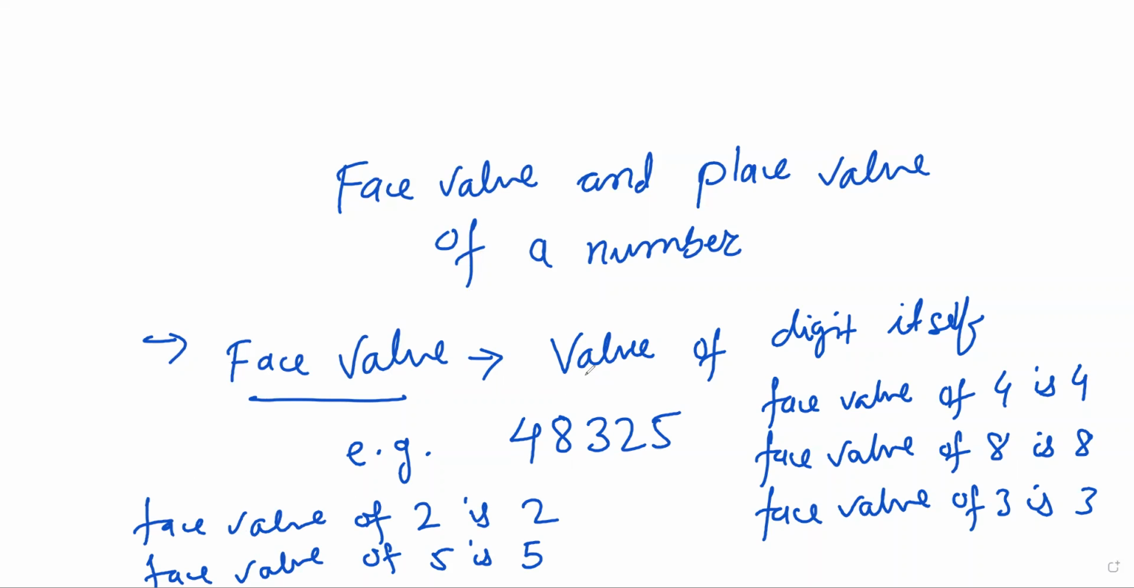What is the face value? Face value is a value of digit itself. Here, the face value of 4 is 4 because face value is the value of digit itself. The face value of 8 is 8. Face value of 3 is 3. Face value of 2 is 2 and face value of 5 is 5.